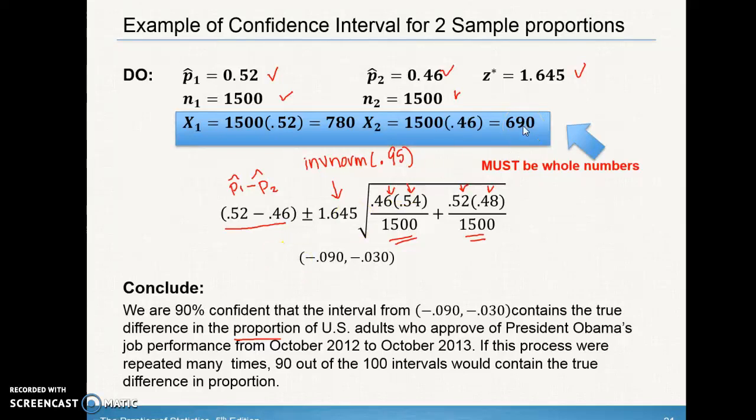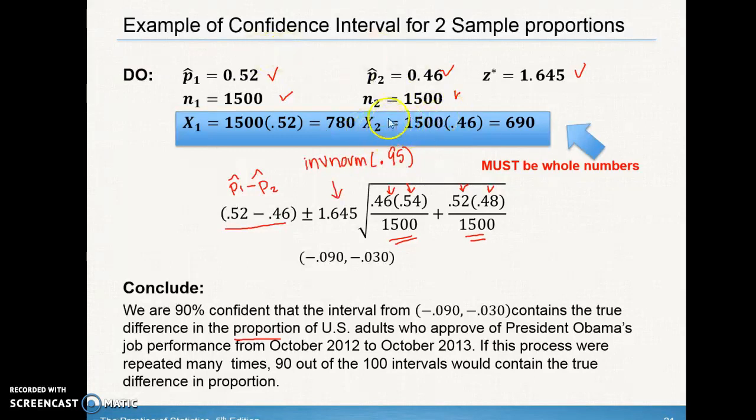All right, so the one thing that I just wanted to go over from this slide that I did not go over previously was this x1 and this x2. What are those x1 and those x2s, and why must those be whole numbers? Well, remember this p hat 1, 0.52, had to come from a sample: your number of successes divided by your sample size to get 0.52. So in order to get that x1, you want to take your total sample size times the percentage of successes in order to give you the number of people that said they approved of the job rating of Obama.